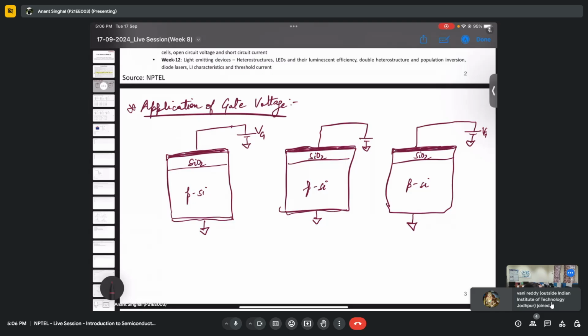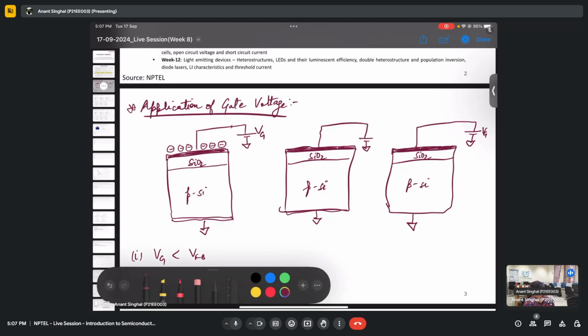So this is what we did. The first case was when we applied VG, which was even less than the flat band voltage. That is, it was negative for the first case. By negative, what I mean is we have some negative electrons or ions at the interface. So can anyone tell what this particular case was?